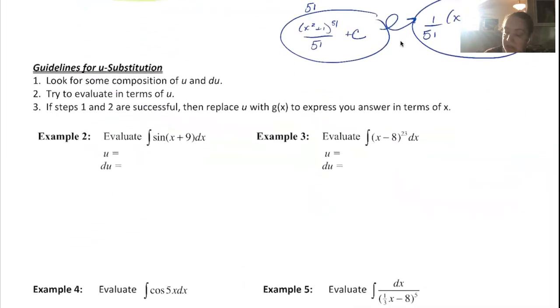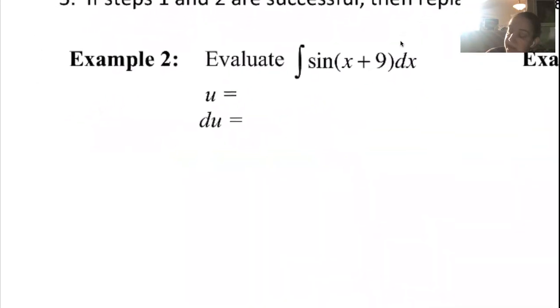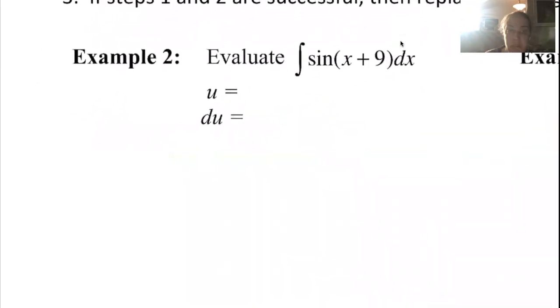Guidelines for U substitution. Step 1, look for some composition of u and du. Step 2, try to evaluate in terms of u. Step 3, if steps 1 and 2 are successful, replace u with g of x to express your answer in terms of x. So example 2, let's just focus on one thing at a time here. What's your u? Your u is what's inside, so it's x plus 9. Your du is the derivative of that, which is 1 dx. So you need to rewrite this in terms of u.